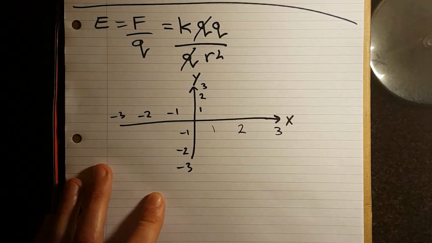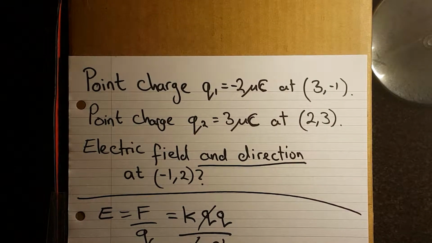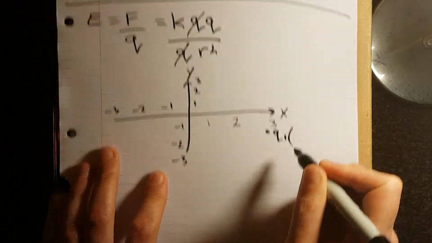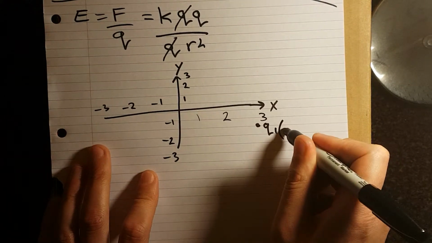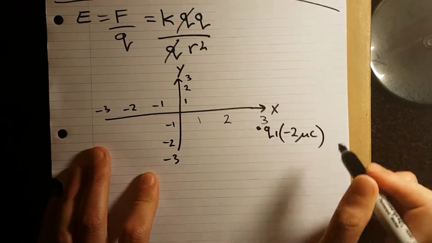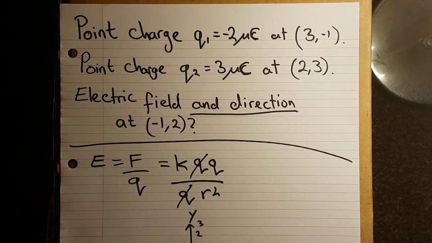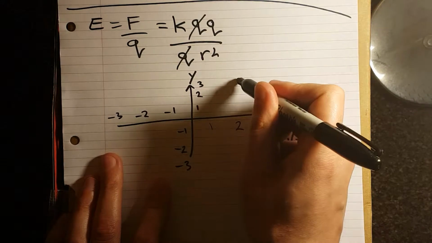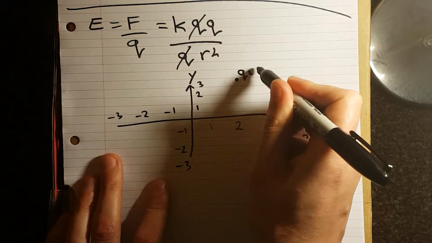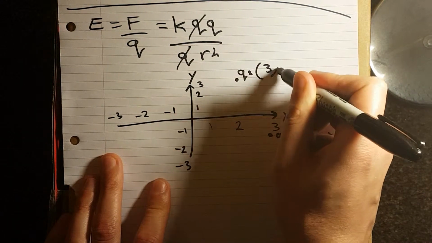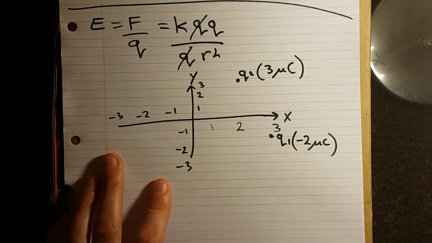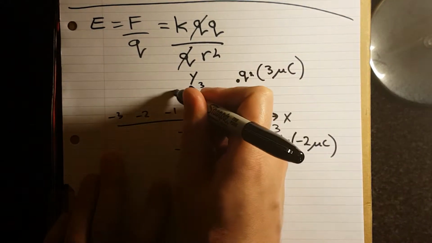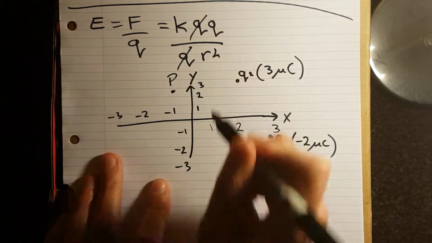Okie dokie. Q1 is at 3, 1, with -2 microcoulombs. Q2 is at 2, 3, with 3 microcoulombs. And the electric field at -1, 2 is the point in question, which we'll call P.